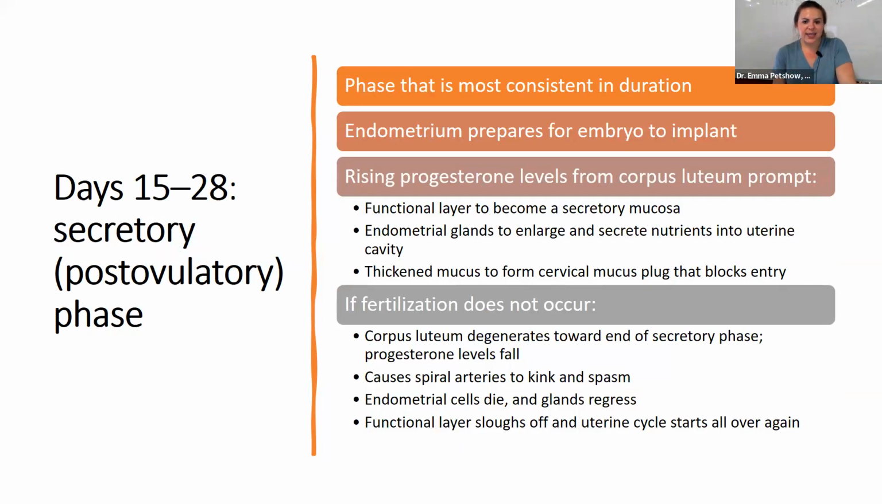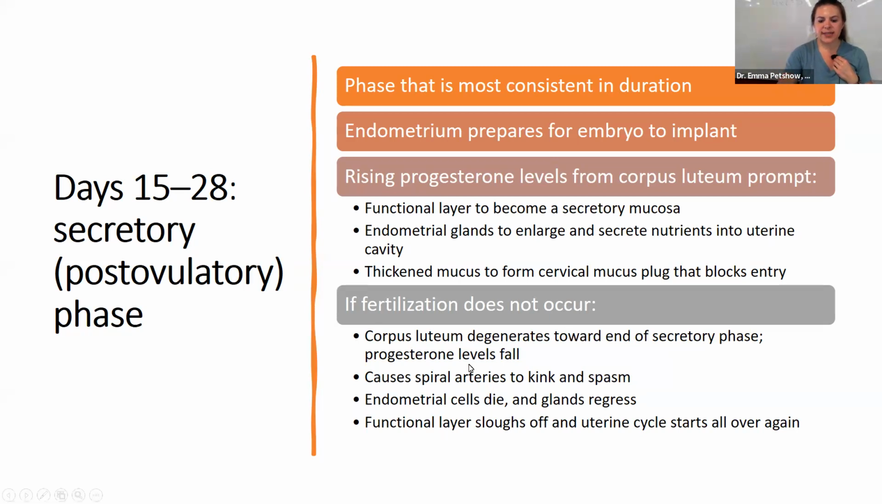The last phase is typically the most consistent in duration physiologically. This is not talking pathology-wise. The endometrium is getting ready for that embryo to implant. You'll see increased progesterone levels from the corpus luteum. So you'll start to see more gland secretion, more nutrients present. Again, it's like, yes, here comes the embryo. And then if that doesn't occur, it's like, oh no, and it degenerates and sloughs off and the process starts again.